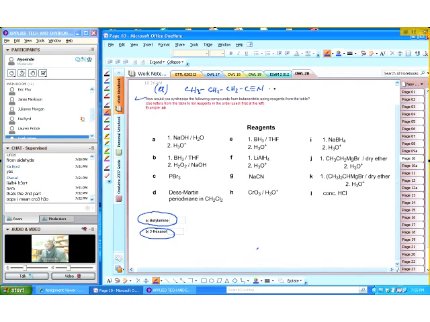This is butane nitrile, and they want us to make butylamine. That should be fairly simple. Okay, that's butylamine. What reagent do we need? That should be very, very simple.